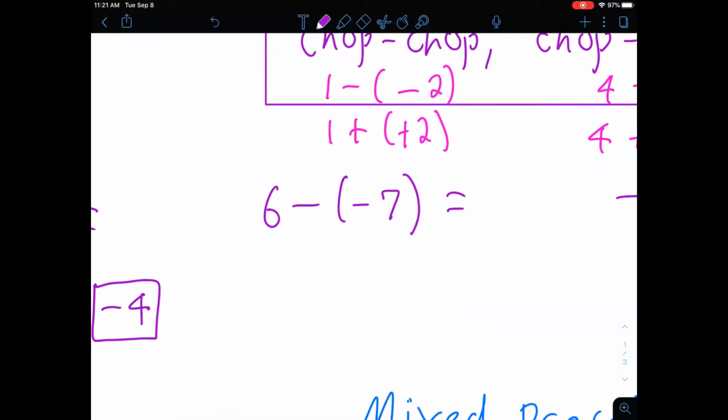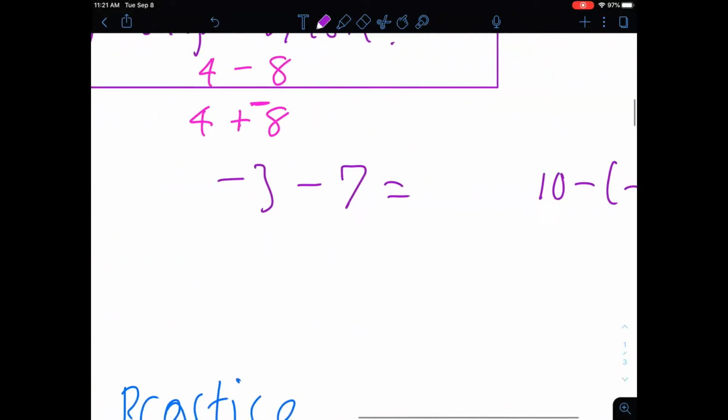All right, 6 minus negative 7, we're subtracting. We want to change it to addition, so we're going to do chop, chop, or change the sign, add a line. So now we have 6 plus 7, or plus positive 7 if you want to keep it like that. What is 6 plus 7? Same signs or different signs? They are same signs, so we're going to add them up. What's 6 plus 7? It is 13, and then what are the signs? The signs are both positive, so it's going to stay positive.